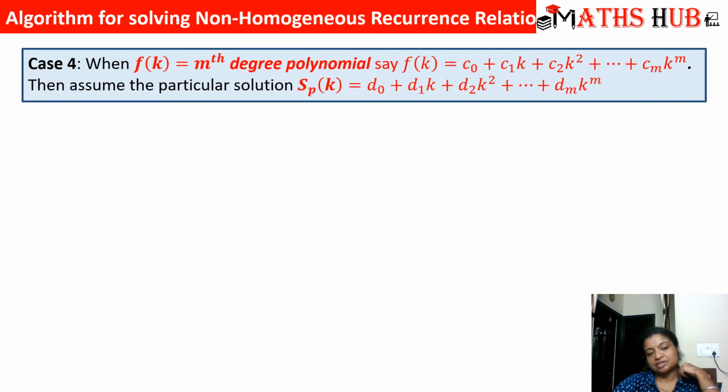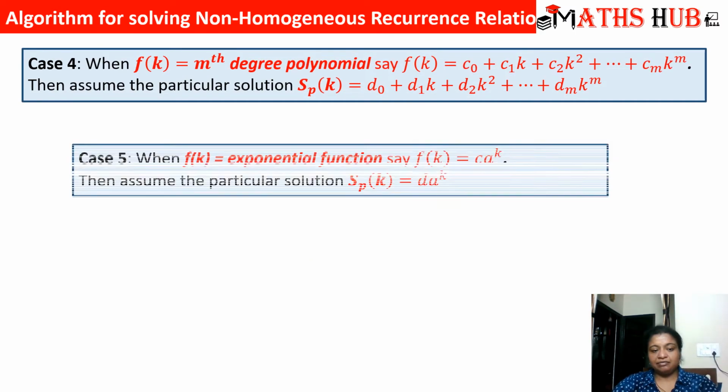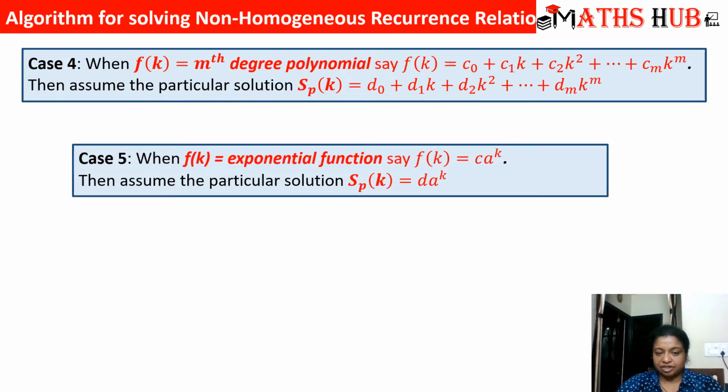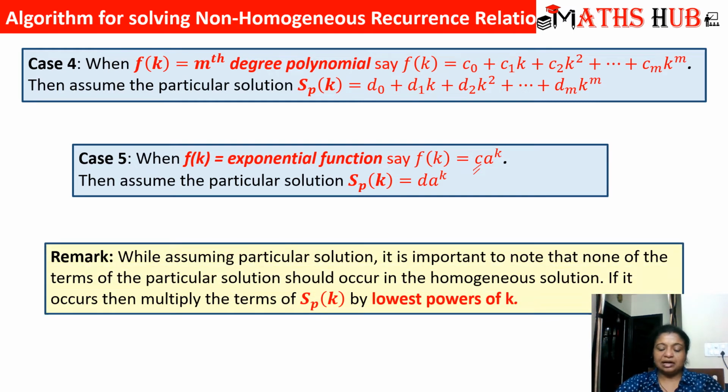So this is the fourth case. Then we have the fifth case, when the right hand side is an exponential function. If it is of the type c into a to the power k, then we will assume the particular solution also similar. A to the power k will remain the same. This constant c will be replaced by another constant, that is b, right? Now, we have to keep these five cases in mind.